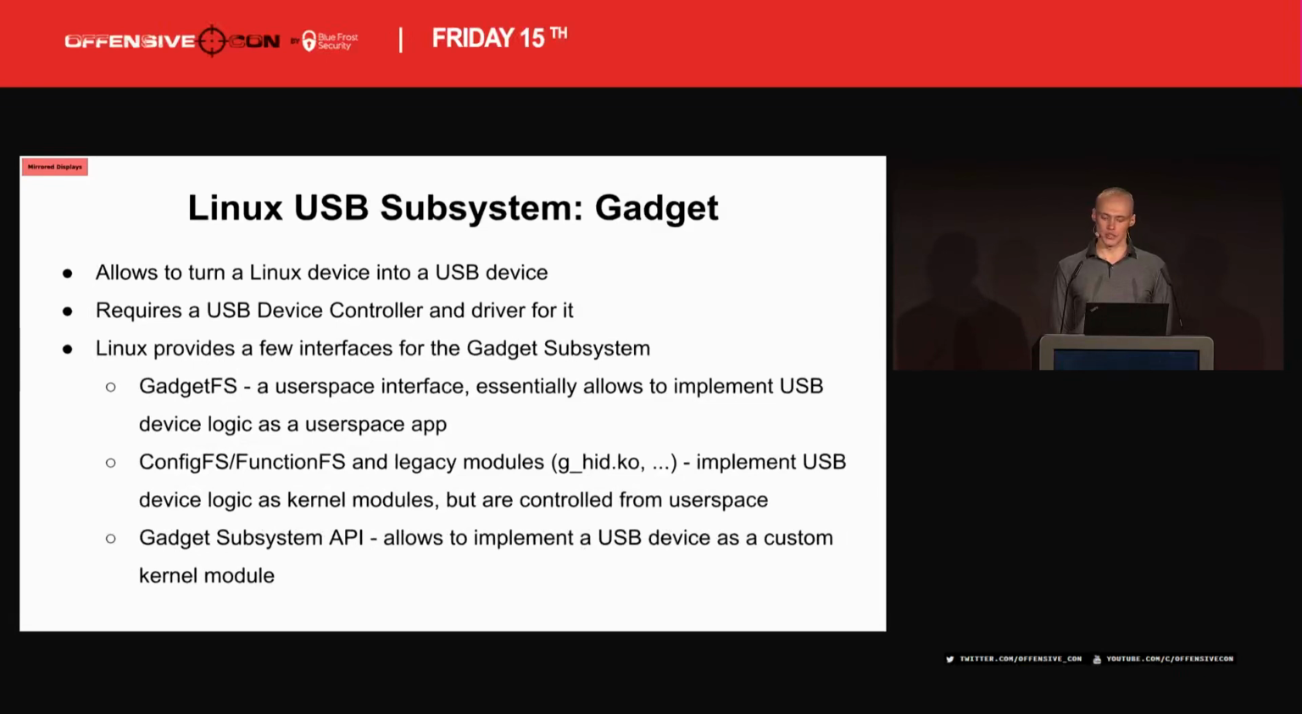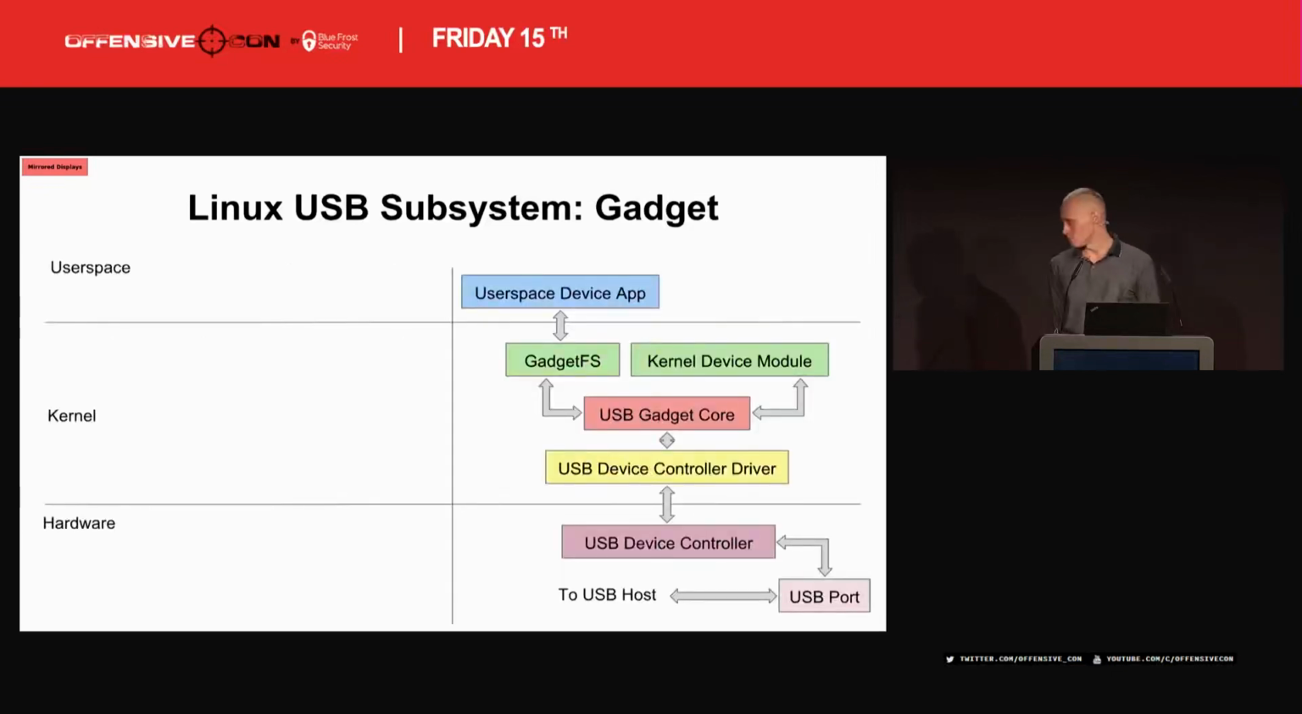And there is a whole subsystem that's called the gadget subsystem for that. This subsystem provides a few interfaces to the user space. I'm not sure which one is the most frequently heard about, but I like to think about GadgetFS because it's the simplest one, I'd say. The idea is that the kernel provides an interface to the user space to actually implement USB devices in the user space. So let's take a look at this picture, because it's much easier to see this way.